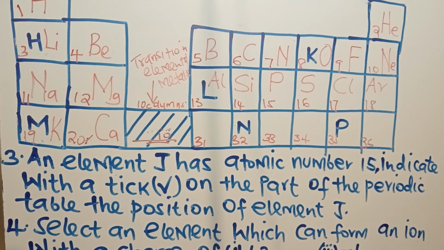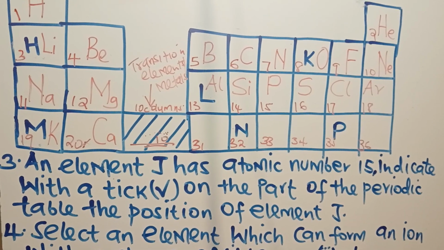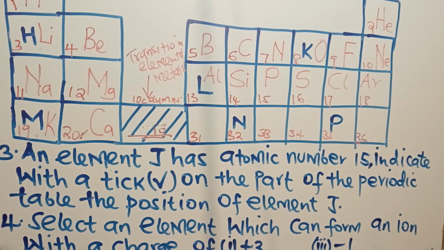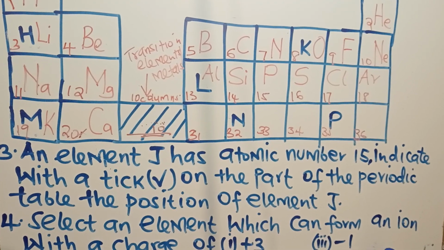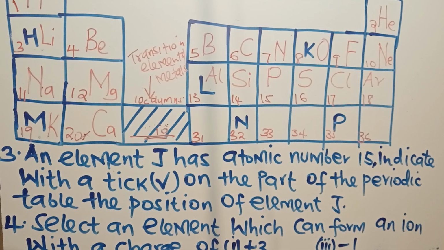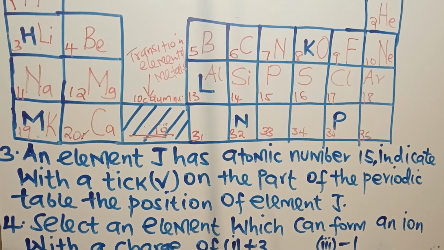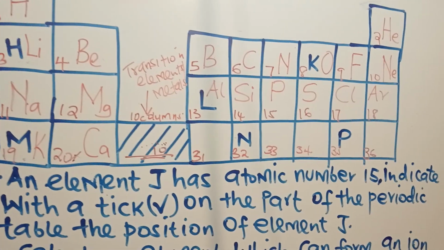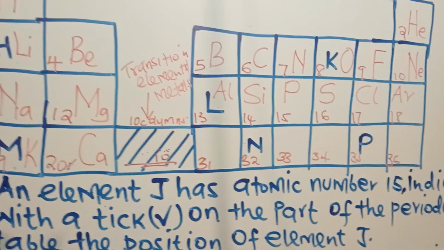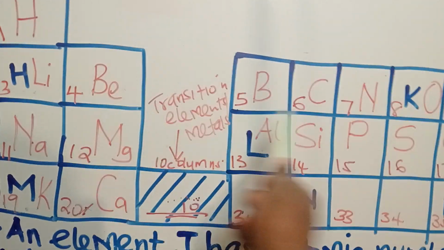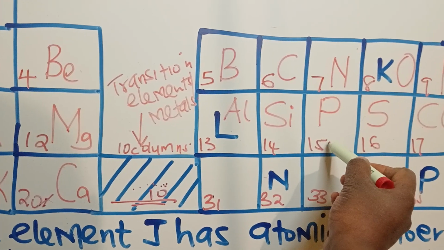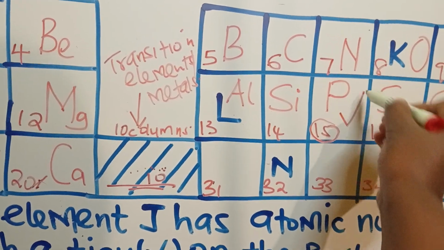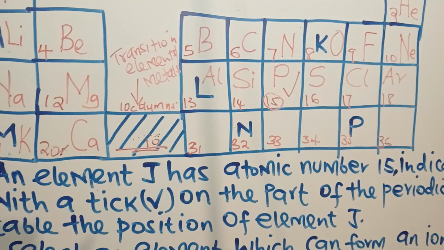So remember question 3. We have an element J. J is not the actual symbol, as you shall just see. This element J has atomic number 15, and we are supposed to indicate the position of that element on the grid, or on the periodic table provided, using a tick. So we put a tick where the position of element J is. Going with the numbers that we have already indicated, we go direct to where we have number 15, and as directed in the question, we put a tick.